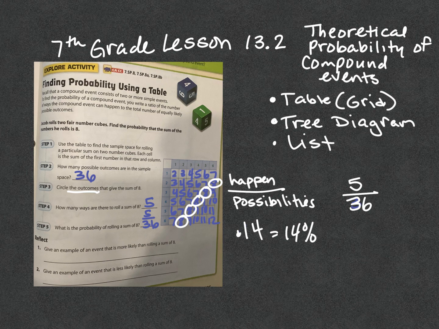You just lay out all your possibilities. What are the total possibilities? Out of those possibilities, what are the chances of whatever they asked you is going to happen? And there is your ratio.